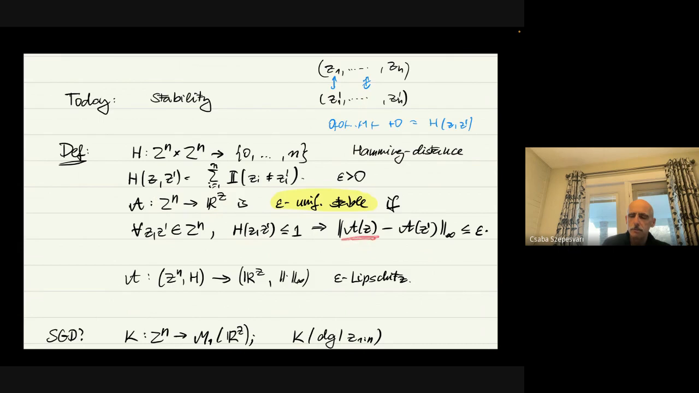This is the output of the algorithm when the input is Z, one sample, and this is the output on another sample Z prime. And you look at the difference. It's the pointwise maximum difference. These are loss functions, so they map the space Z to reals, and you look at the L infinity difference. In other words, this is the equivalent definition: an algorithm A is epsilon uniformly stable if it's epsilon Lipschitz, where you equip your input space with the Hamming distance and the output space with the maximum norm distance. So it's just a form of Lipschitzness. Input doesn't change too much, output doesn't change too much.